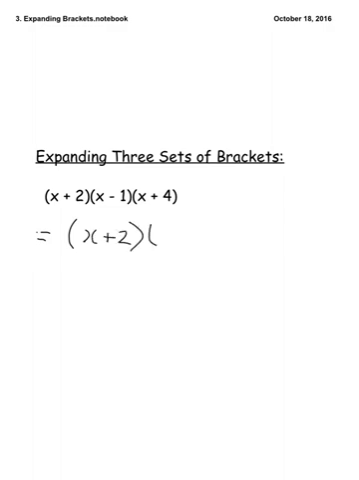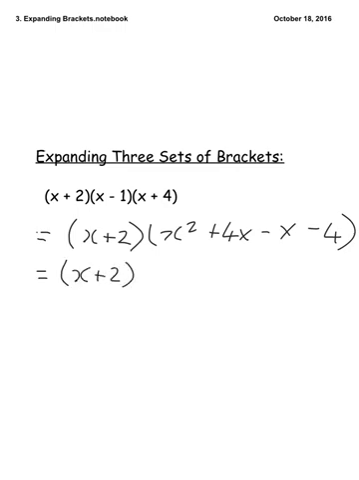And I know that the second bracket is going to be x times x, which is x squared, x times plus 4, which is plus 4x, minus 1 times x, which is minus x, and minus 1 times positive 4, which is minus 4. Okay, again, I'll leave my x plus 2 alone. I'm going to consolidate the two x terms in the middle of my expansion there. So I'll get x squared plus 4x, take away x, is plus 3x, and minus 4 on the end.